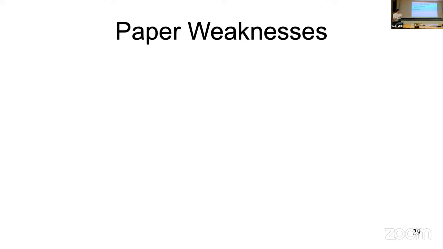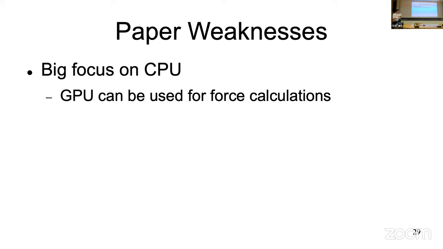For the paper weaknesses, we have that the paper focuses really hard on CPU execution. They mentioned that for the GPU, it can be used for force calculations, but nothing more. And I think that's really sad that they only focus on CPU execution. They do mention the GPU, but don't go into detail, really. They haven't done any tests on that. And also, they don't think about, for example, processing in memory or a hardware accelerator. We will also look at that during the discussion.